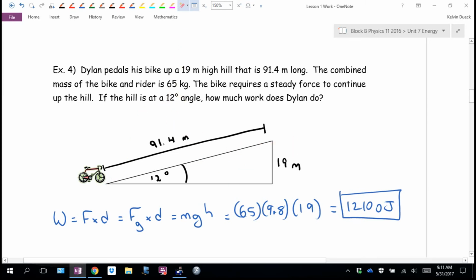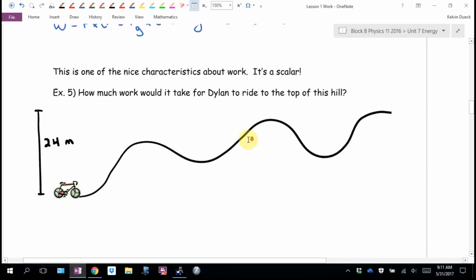To try and analyze something like a roller coaster with a vector method, which would have to take into account every little change in direction of the hill, ugh. But with a scalar approach, no problem. This is one of the nice characteristics about work.